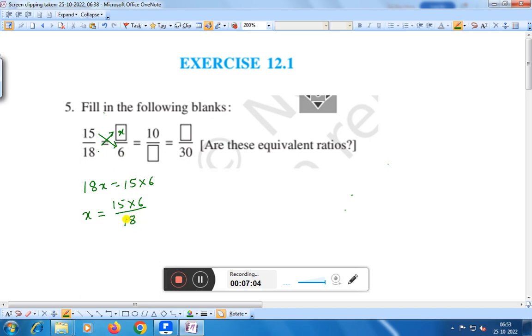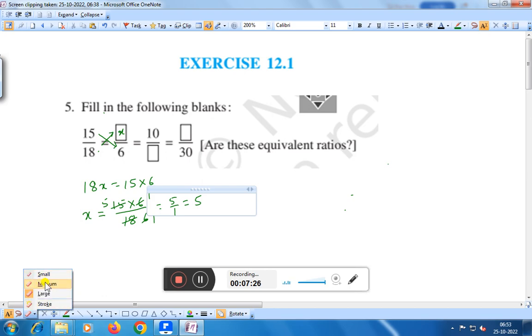If we divide by 3: 3 sixes are 18, and 3 fives are 15, 6 ones are 6. So we get 5 by 1, that is equal to 5. Therefore, in place of x, we can write 5. The answer is 5. In this way, you can also find the value. This is another method.